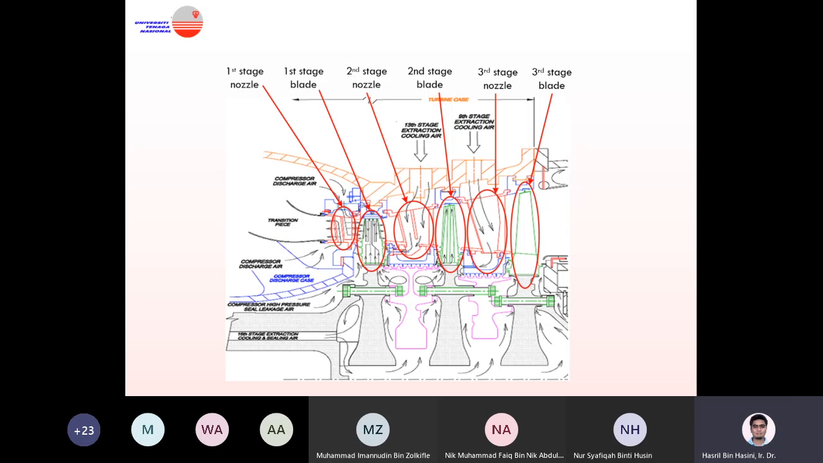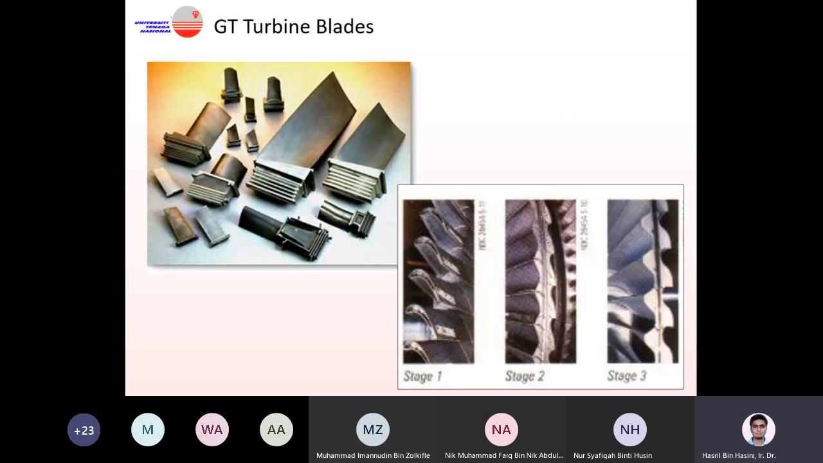The one that will experience the highest temperature is the first stage blade, and therefore the construction of the blade is very important. The blade is made from special material. It is coated with ceramic, and at the same time, the construction of the blade contains a cooling hole. So you are talking about air coming from the inside here. It cools down the blade immediately during the first stage expansion.